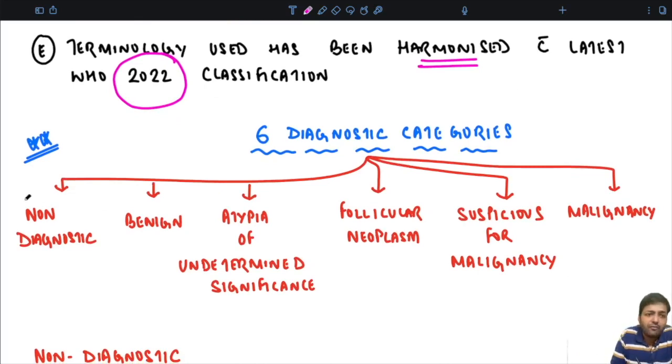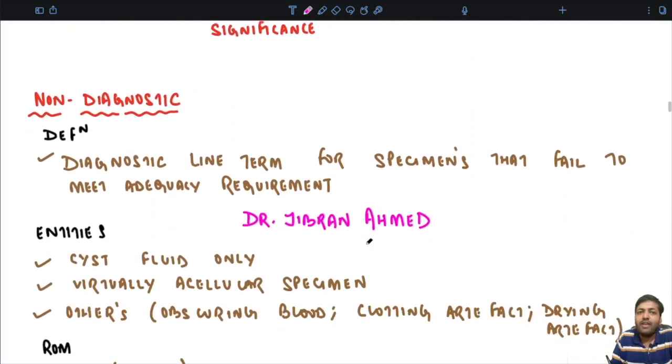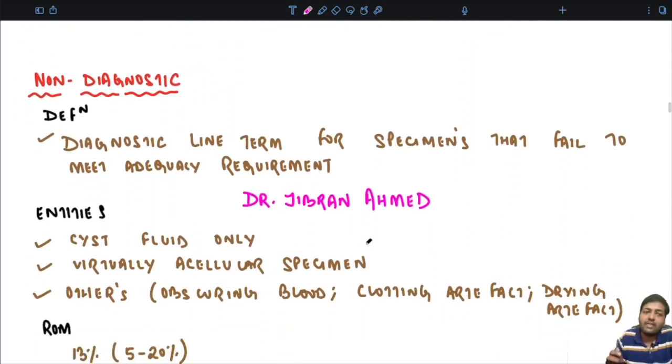First of all, we have non-diagnostic, benign, atypia of undetermined significance, follicular neoplasm, suspicious for malignancy, or malignancy. So you see there is only a single term that we are using. There is a unification of the diagnostic categories. Now we are going to discuss the individual categories, or the individual broad headings. We are going to see what the definition is, what entities are included there, what the ROM is, and what the management is for that particular diagnostic category.